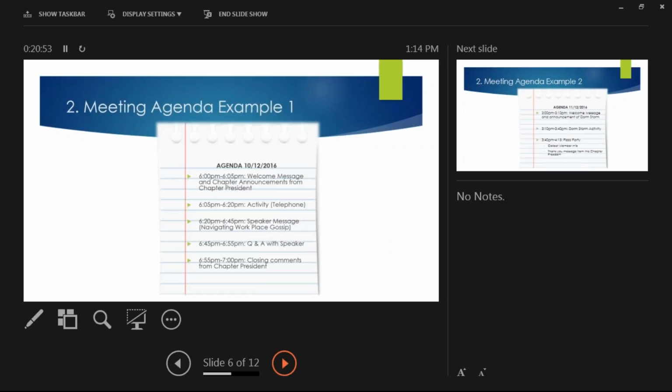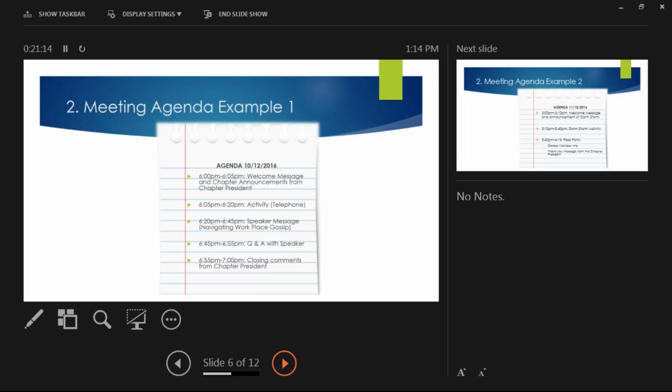Then the next thing, I told you we would talk about meeting agenda examples. This example here, we mentioned playing telephone earlier and having the workplace gossip. So this is just a sample, and what you'll see at the beginning is a welcome message and chapter announcements from the chapter president.